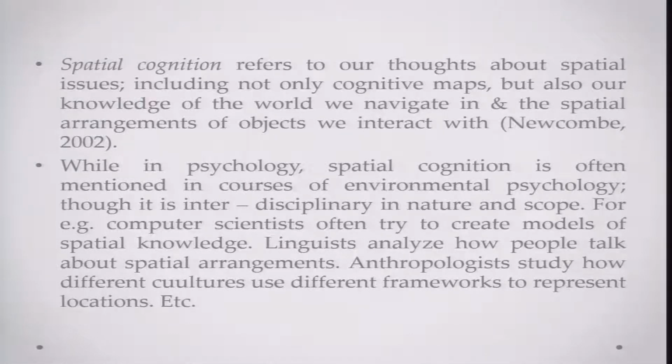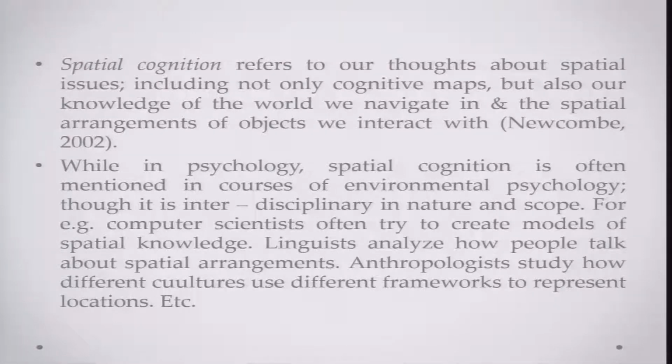Spatial cognition refers to our thoughts about spatial issues. It not only includes cognitive maps, but also our knowledge of the world that we navigate in. You know, what is the distance of place A from place B, things like that. The spatial arrangement of this place.